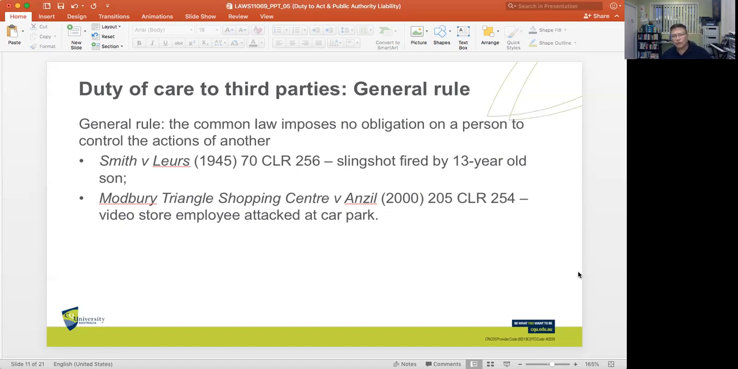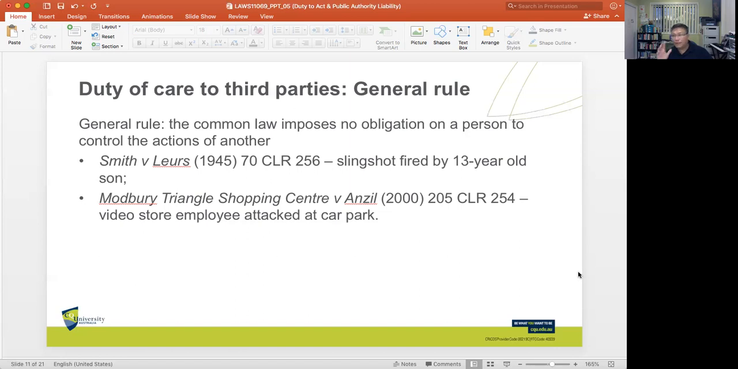So as a general rule, the common law imposes no obligation on a person to control the actions of another. So there is no duty of care to third parties. In particular, there is no duty under the common law on a person to control the actions of another.